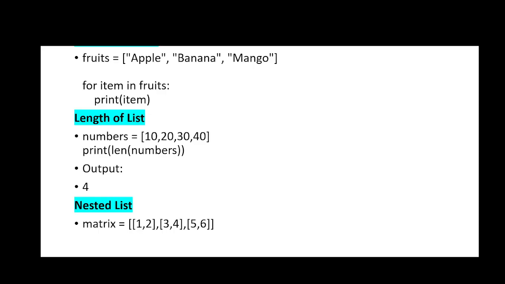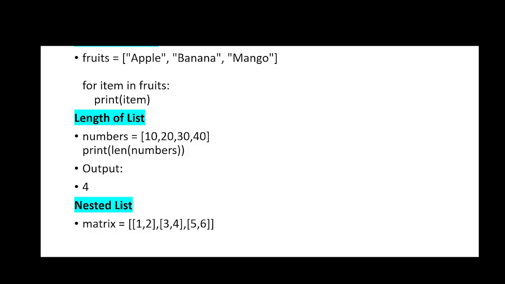Traversing a list. We can say that fruits is equal to apple, banana, mango. For item in fruits, print item. So the list will be printed. This gives the output: apple, banana, mango.